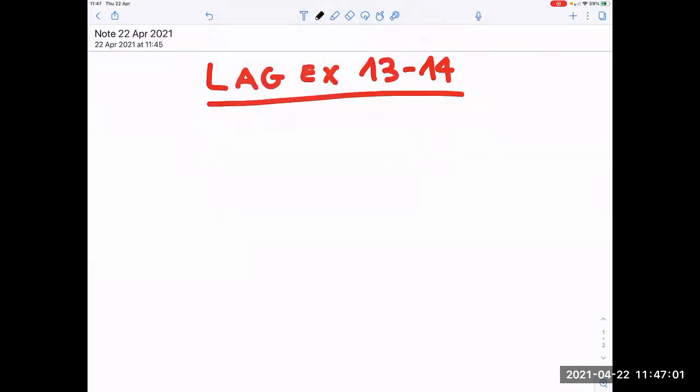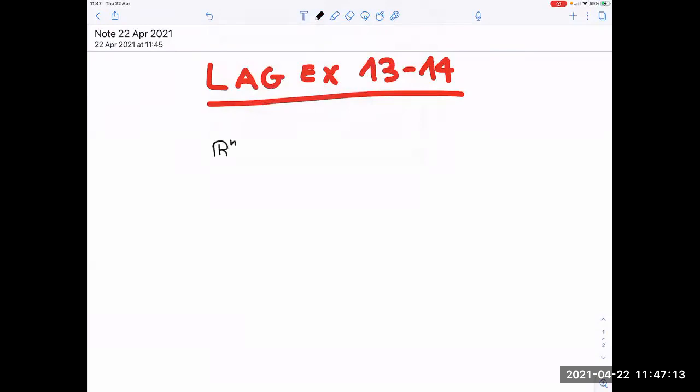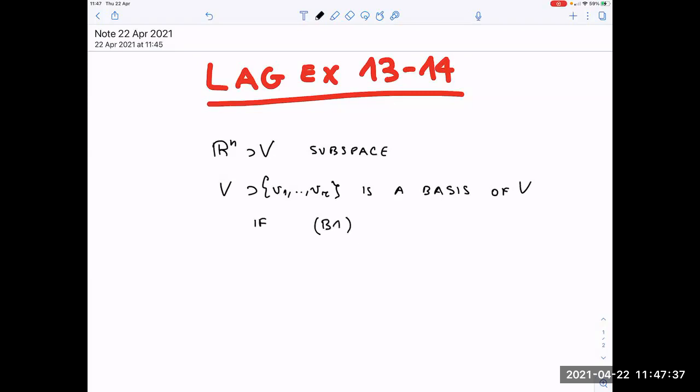And, just to be sure, what is a basis for a subspace of Rn? So the idea is that I take inside some Rn a subspace V. Then I take a set of elements inside V, and it is called a basis of V if two properties, B1 and B2, hold.